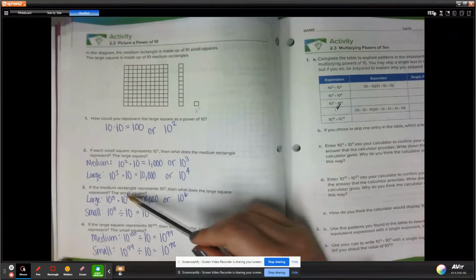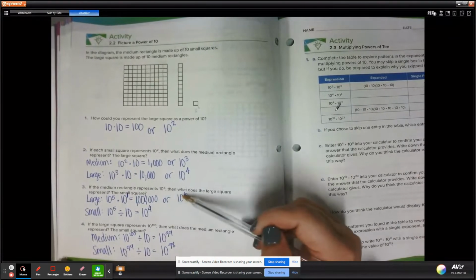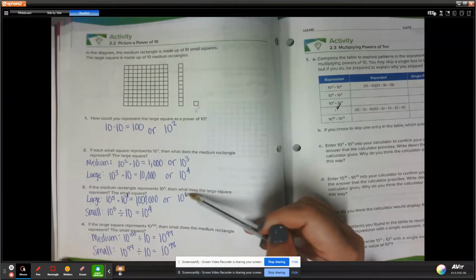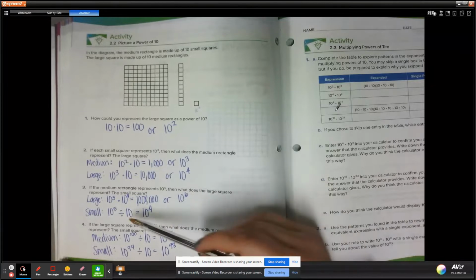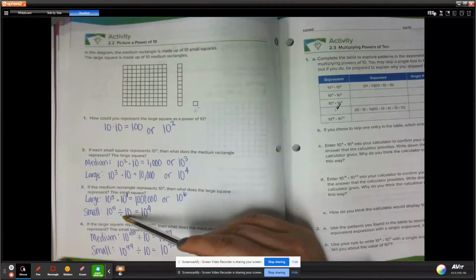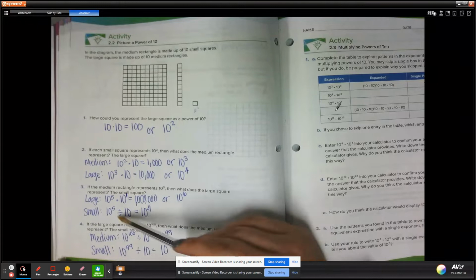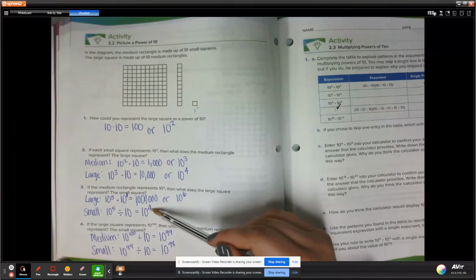So when we're increasing by a power of 10, our exponent grows by 1. When we're decreasing by a power of 10, or dividing by a power of 10, our exponent decreases by 1.